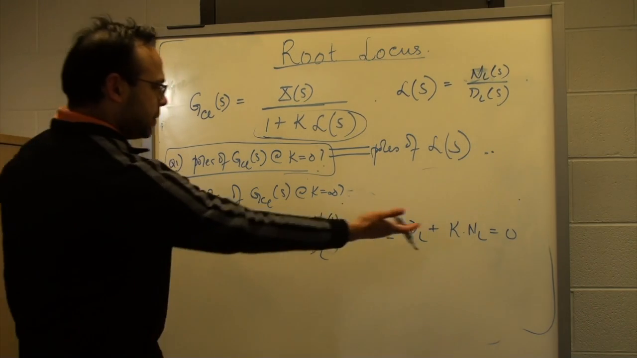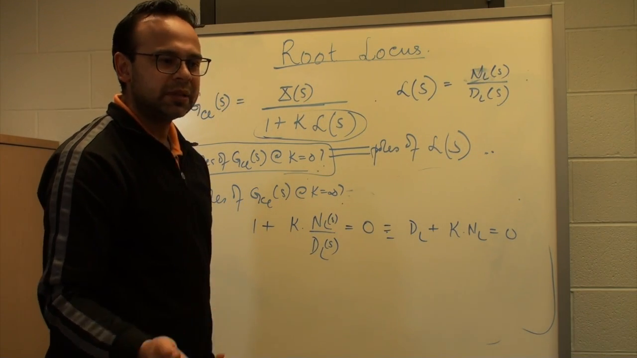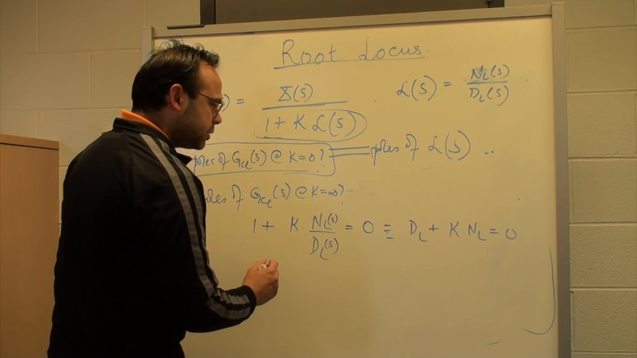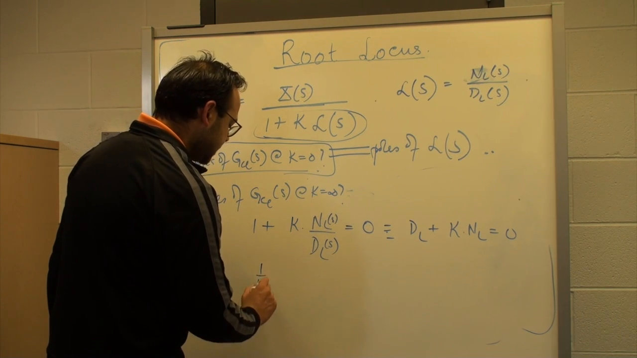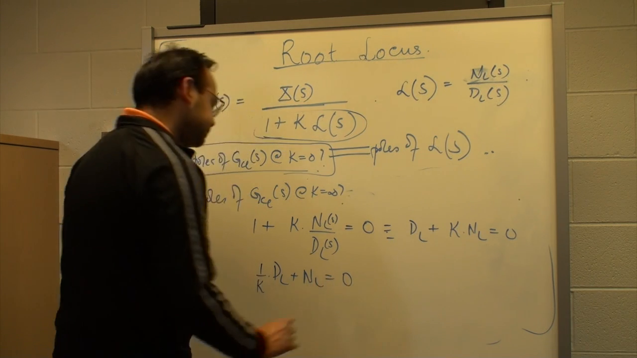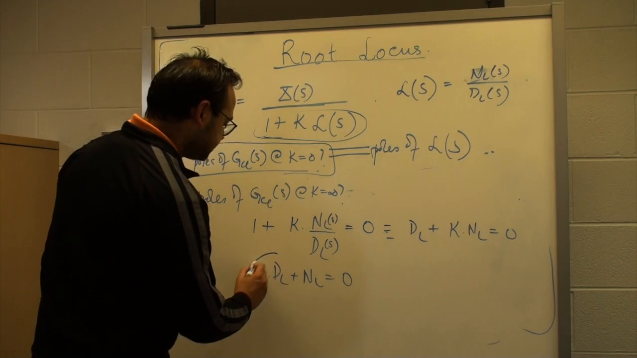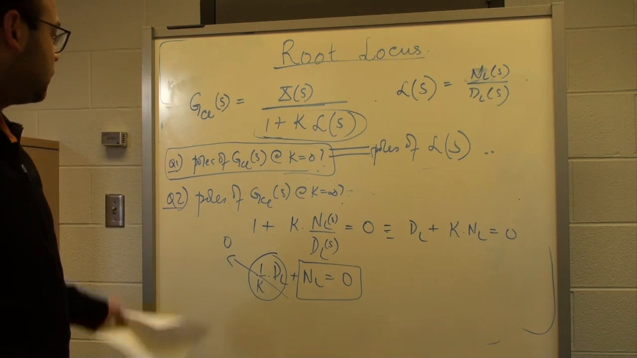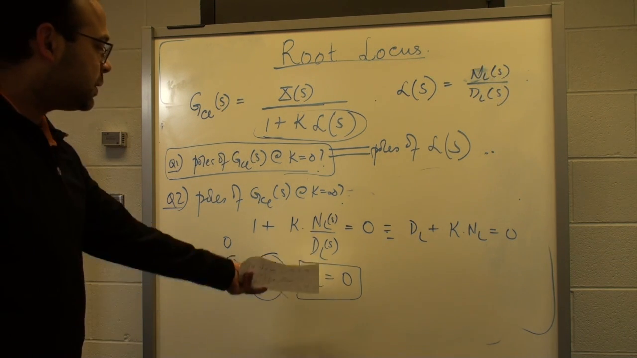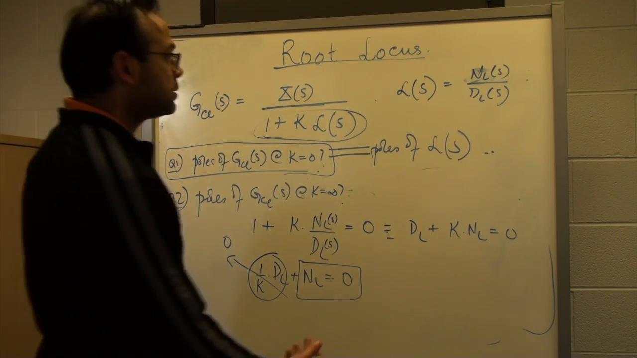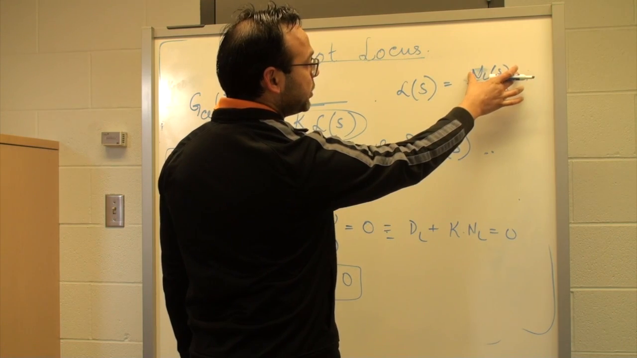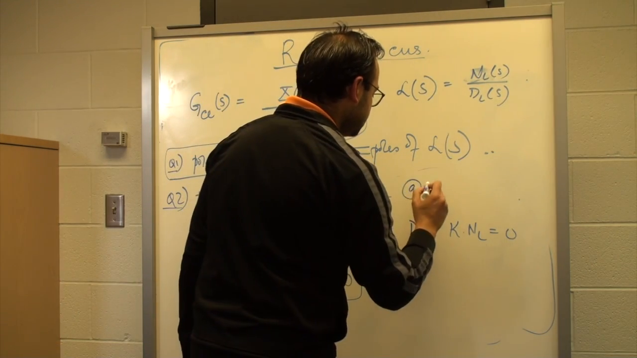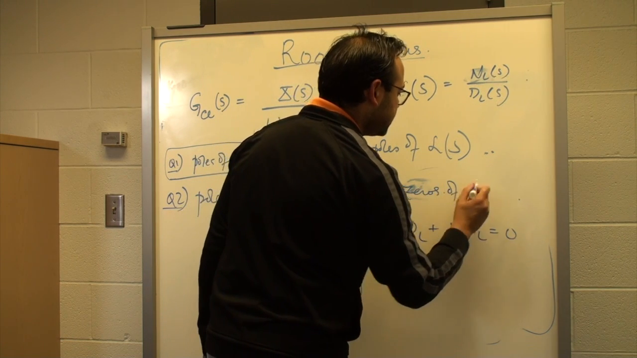Okay. So from here, it's not good to be multiplying by infinities, it's good to divide by infinities, right? So I want to get K in a division kind of form. So divide throughout by K, and we get 1 over K times D_L plus N_L equal to 0. That looks much better. So when K is equal to infinity, this term goes away, and we get that this equation must hold if we are to find poles of G_CL. That equation holds at the zeros of L(s), right? When N_L is equal to 0, we are looking at the zeros of L(s). Which means that poles of G_CL are at zeros of L(s).